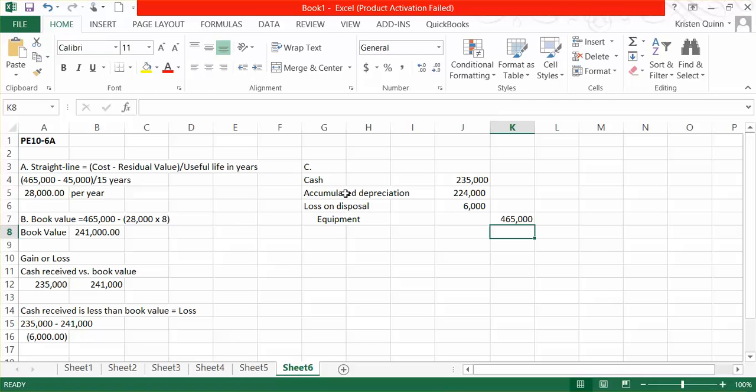And we can see that our debits, if we add them together, right down here you see the sum, equals $465,000, which matches our credits of $465,000.